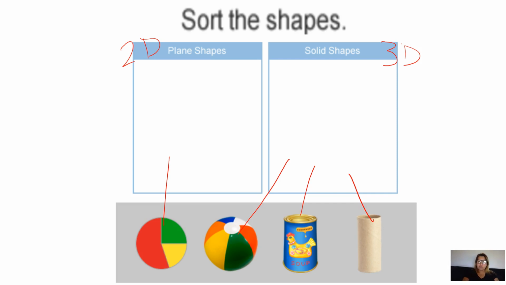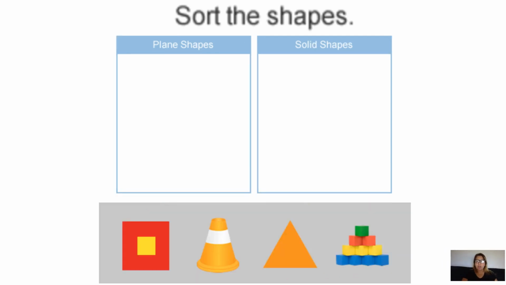All right, so we've sorted all of those shapes. We only found one plane shape, which is the pie graph, and all of the others were solid shapes or 3D shapes. Okay, so we have more shapes to sort. Remember, plane shapes, 2D, solid shapes, 3D.